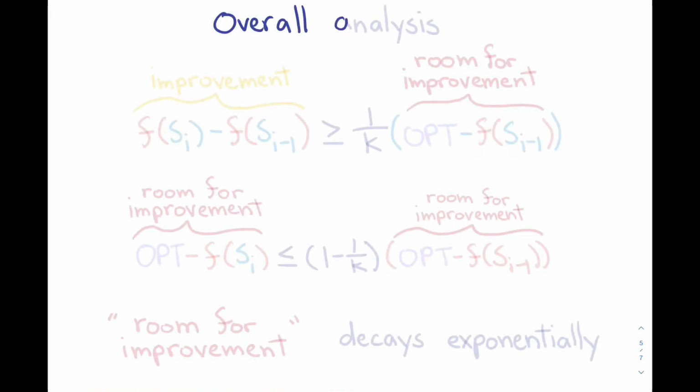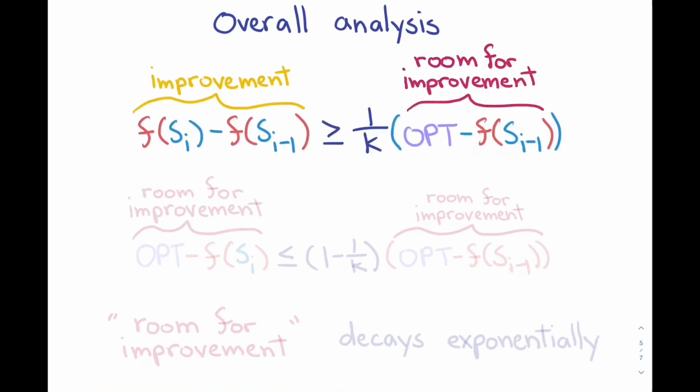The overall analysis is as follows. We just showed that the improvement made by the greedy algorithm in each step is at least a 1 over k fraction of the difference in objective value between the current solution and the optimum. We can rearrange this inequality to get opt minus f of s sub i is less than or equal to 1 minus 1 over k times opt minus f of s sub i minus 1.